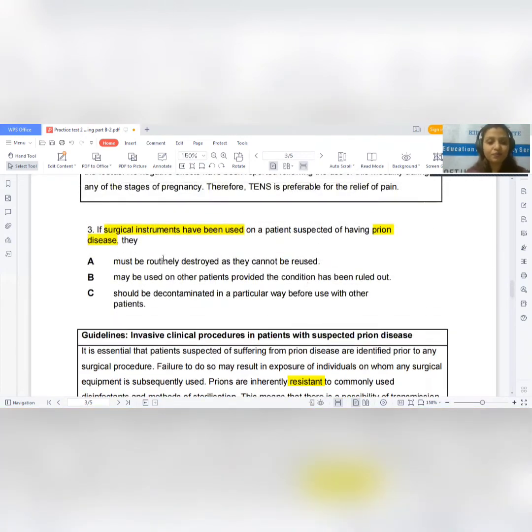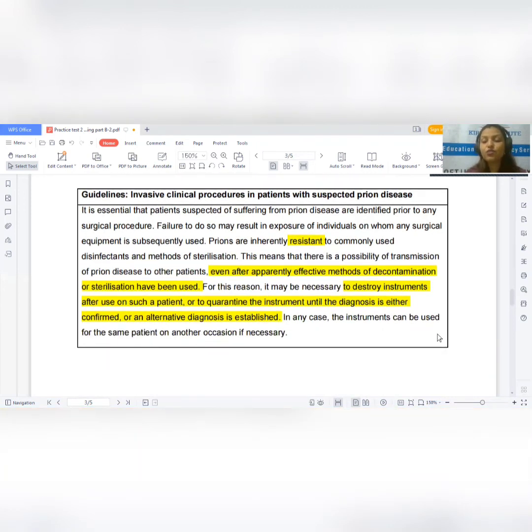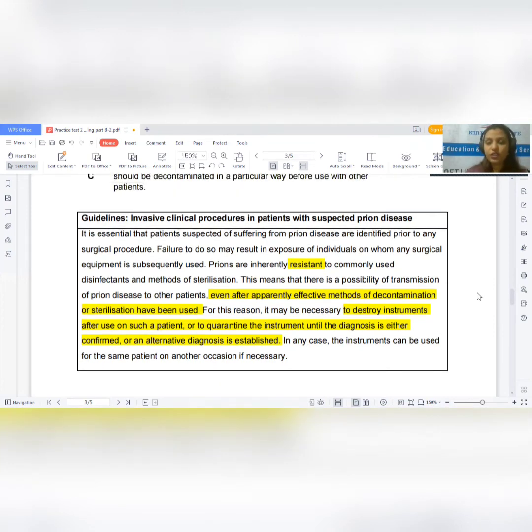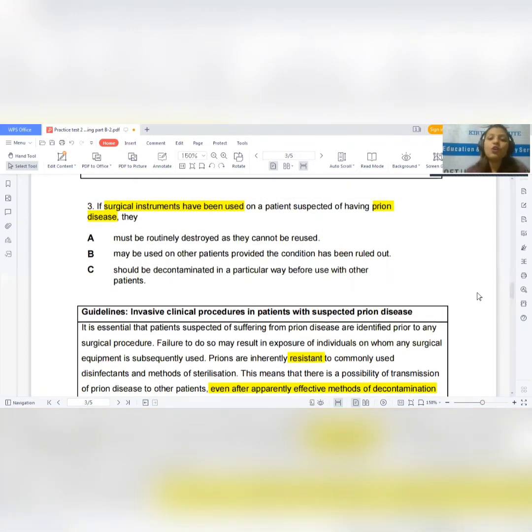Let us see how. Option A: must be routinely destroyed as they cannot be reused. We just read the final sentence, which says the instrument can be used for the same patient on another occasion. So this is giving contrast information. It is not that we cannot reuse; we can reuse on the same patient on another occasion. So it is not the case that we have to routinely destroy. We should also keep it quarantined. So A is not our answer.